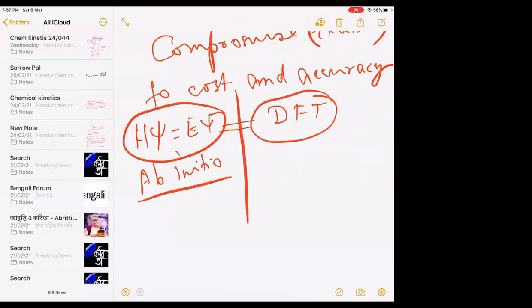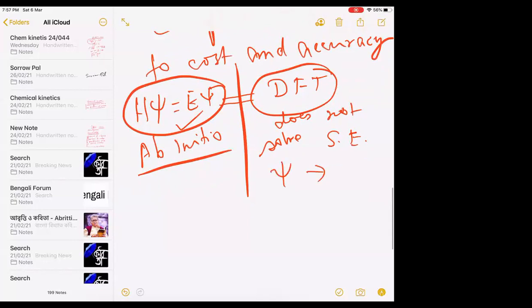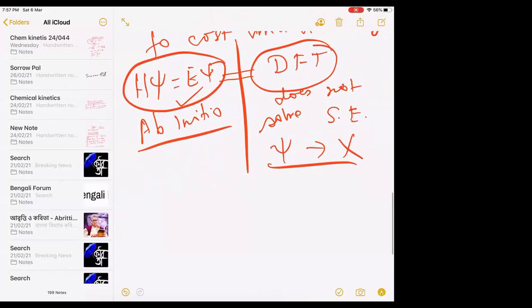Because ab initio solves the Schrodinger equation. DFT does not solve the Schrodinger equation. And that is something where I'll start. So DFT does not have psi. It does not get psi. If DFT does not get psi, you will not be able to calculate the probability density, as you might wonder. But that is where DFT will score. It will still be able to calculate probability density directly without calculating psi. And that is where, of course, the name density is borrowed.